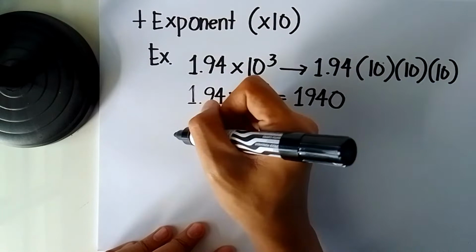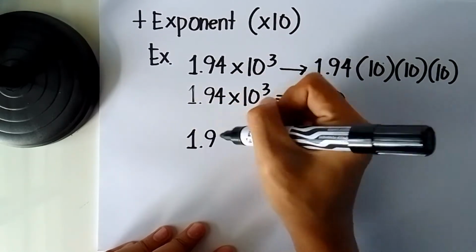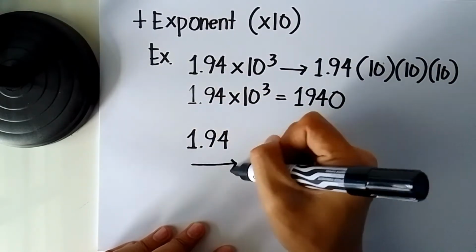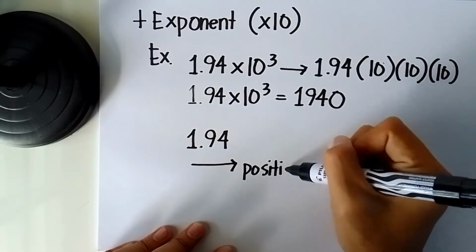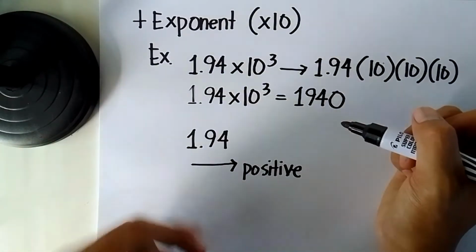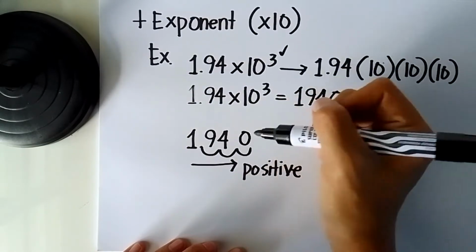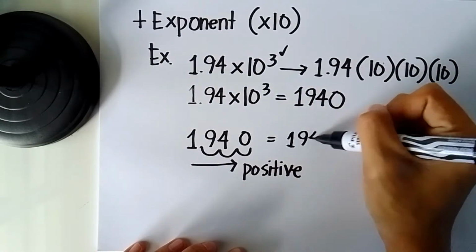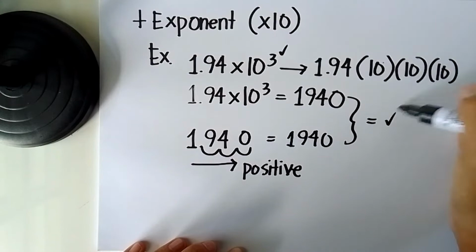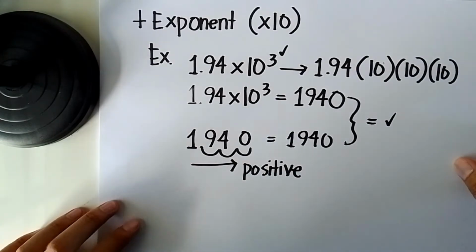We can also apply a different way by moving the decimal point. When the exponent is positive, just move the decimal point to the right. And in this case, we need to move it 3 times. 1, 2, 3. And add 0 on the blank spaces. So still we got the same answer, 1940.